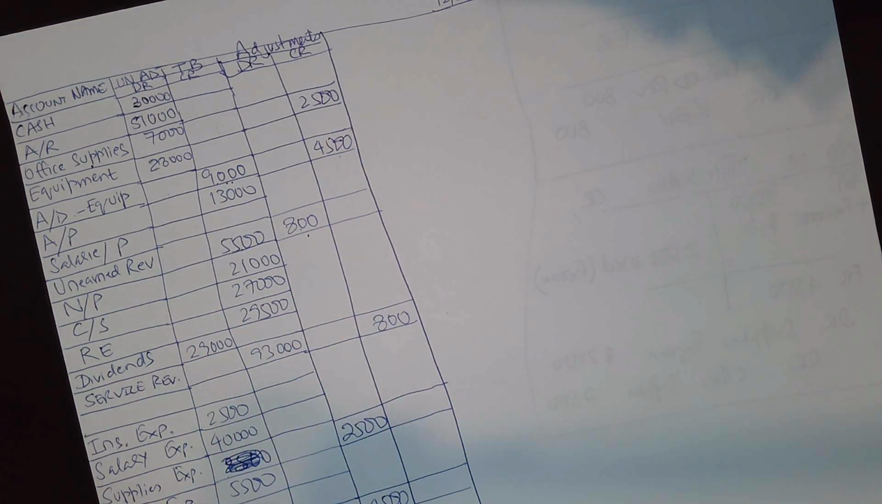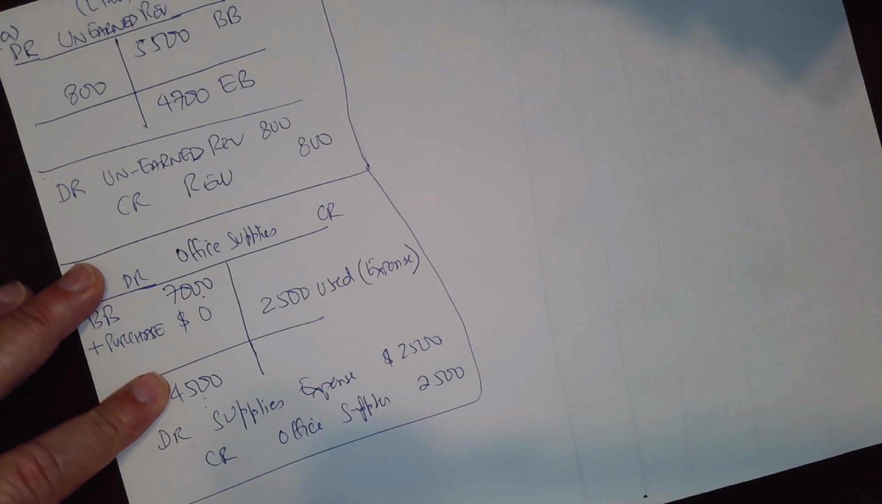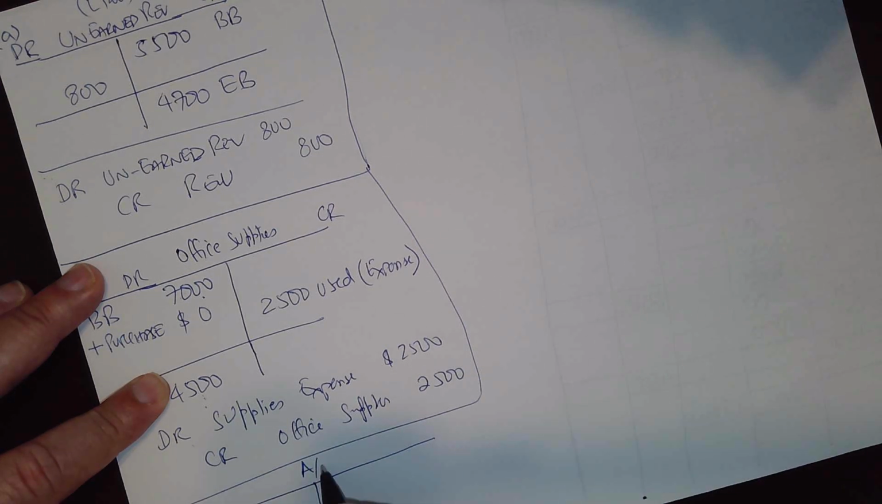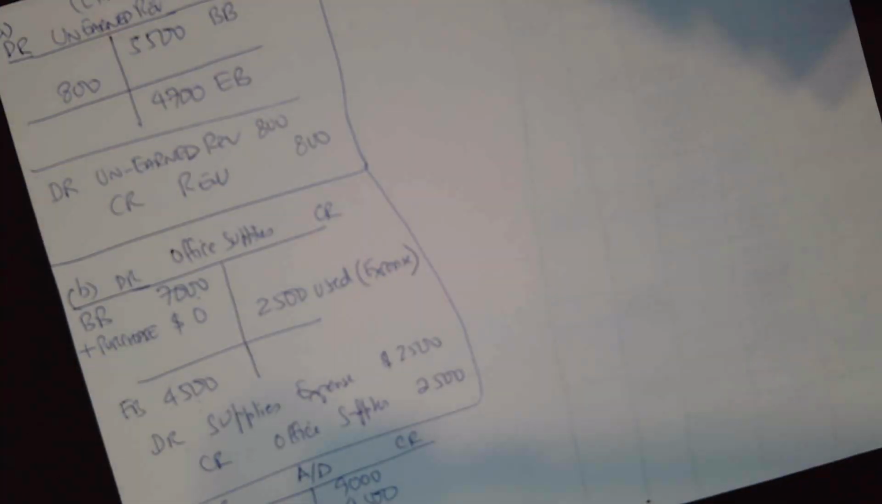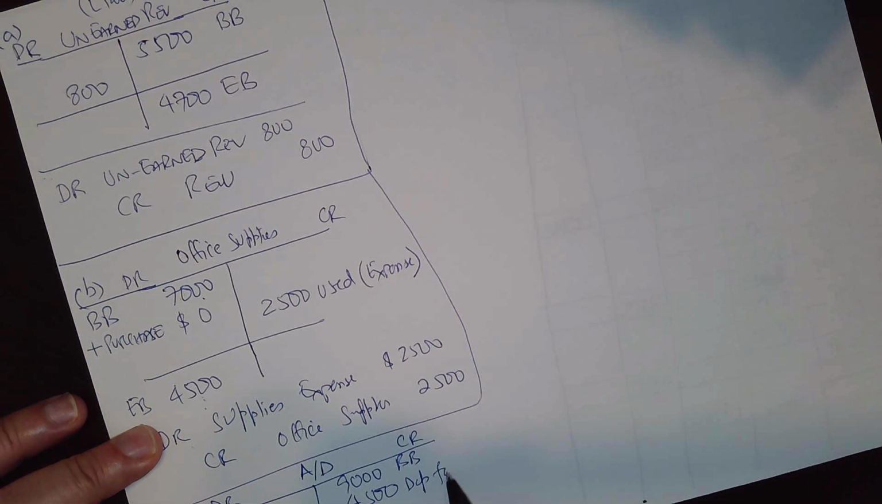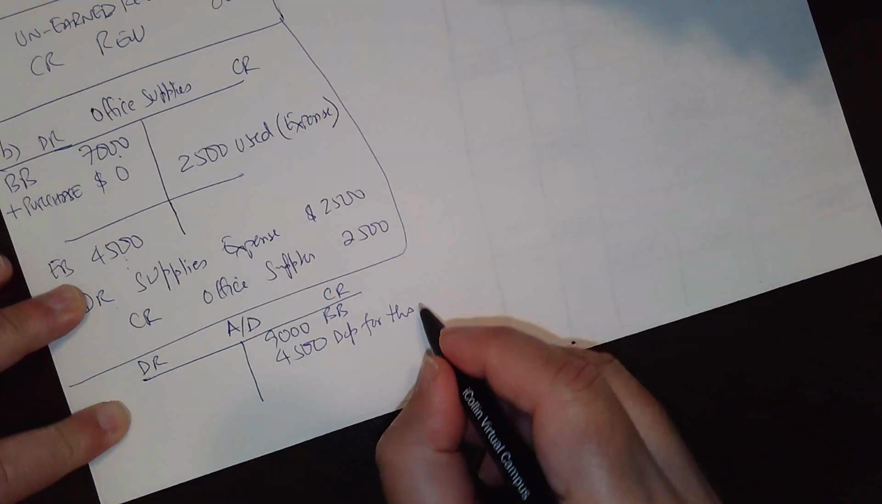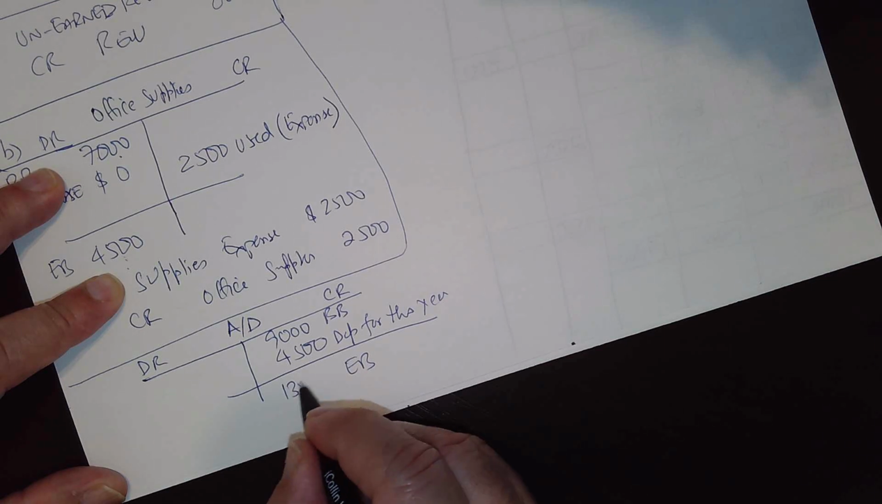Now, if you want to make a journal entry for it, or if you want to see a T account to look at this accumulated depreciation, here is a credit, here is a debit. Your beginning balance was 9,000. This year is 4,500. Am I right? It's 4,500. So this was the beginning balance, this year's depreciation, and the ending balance of this account would be 13,500.